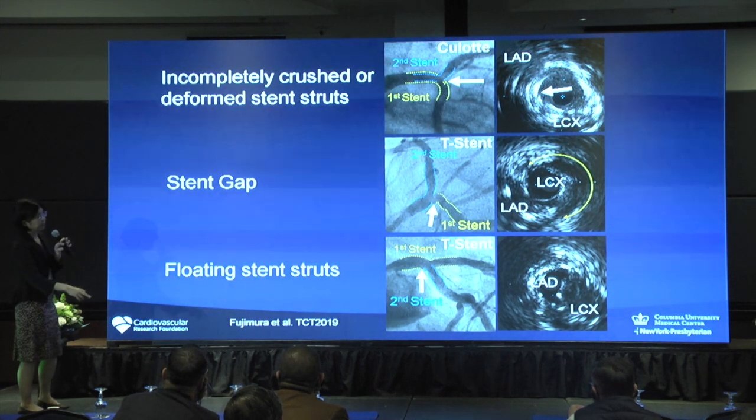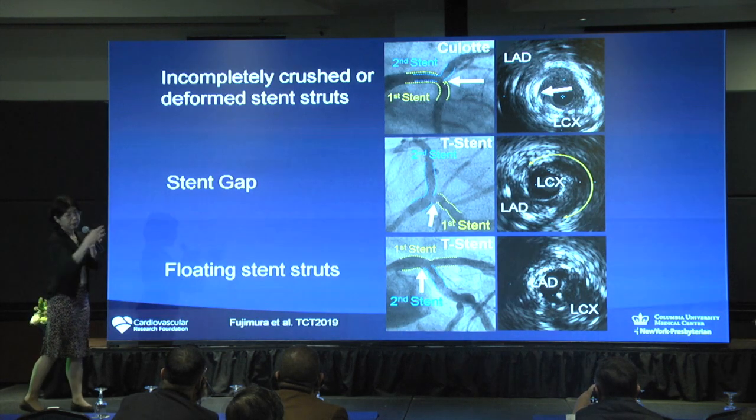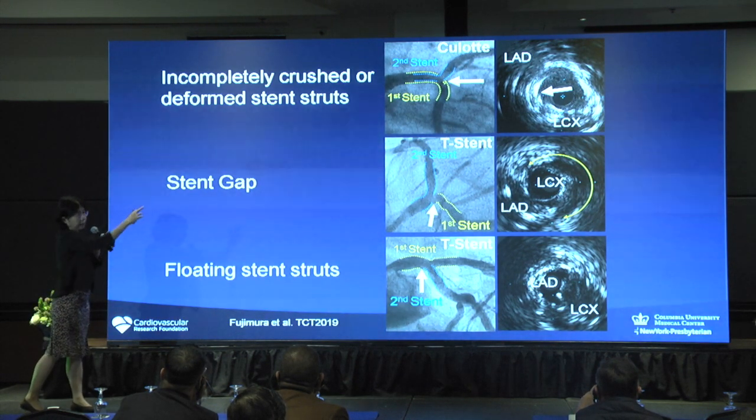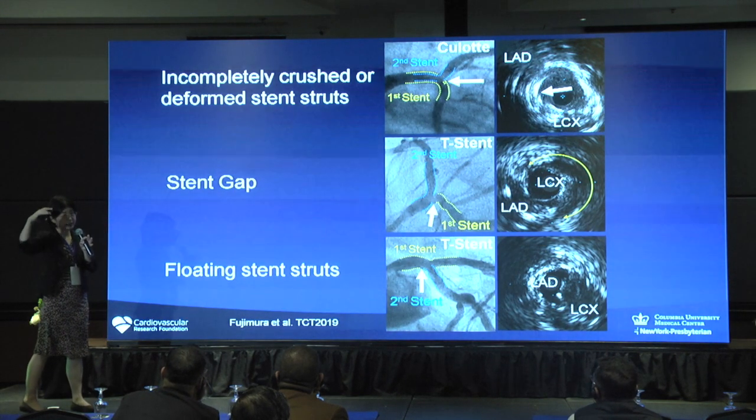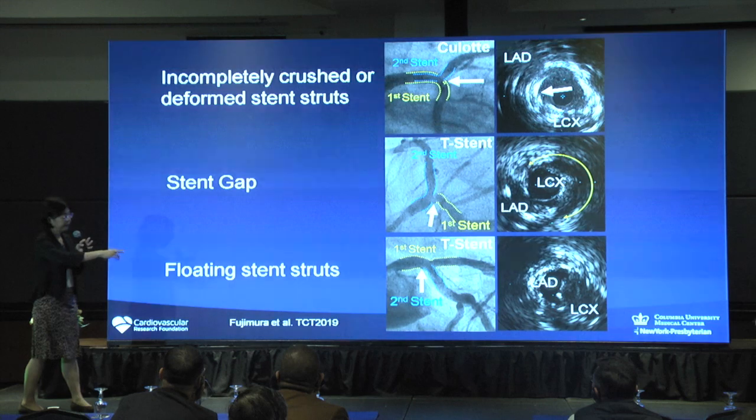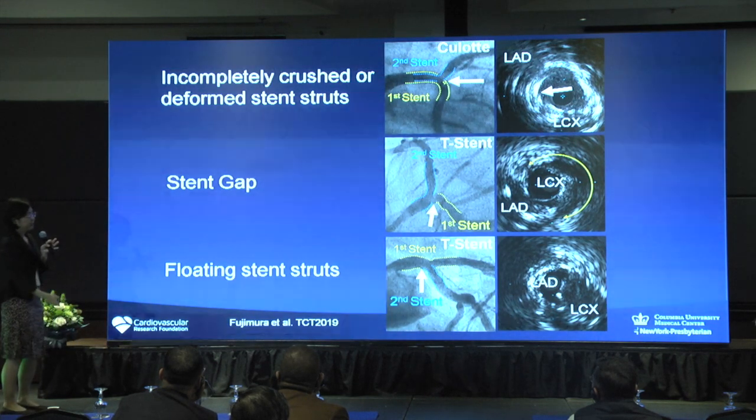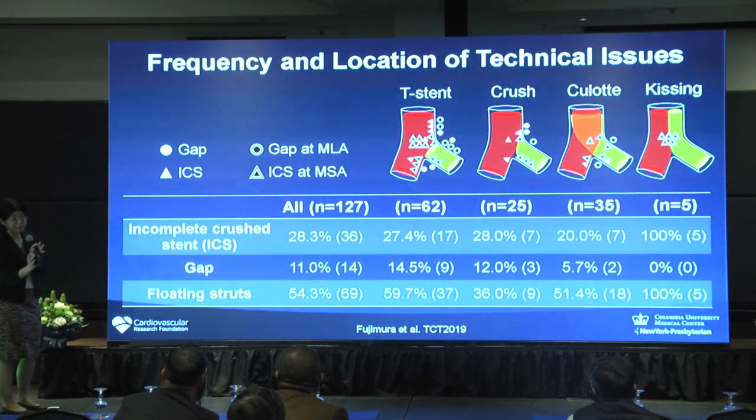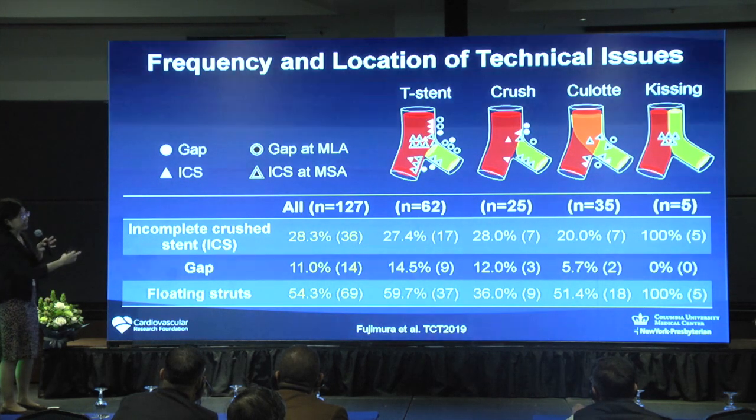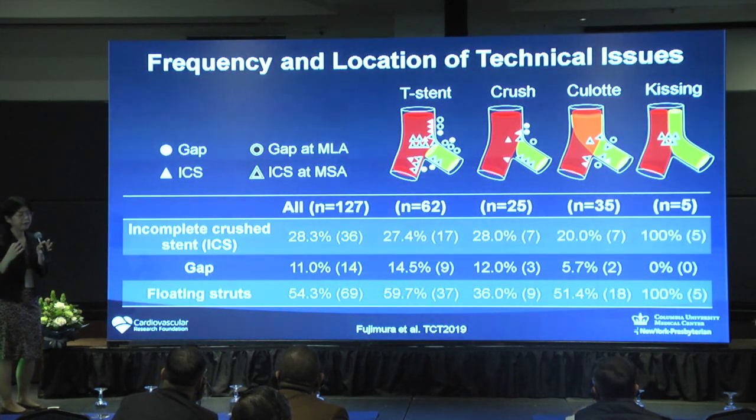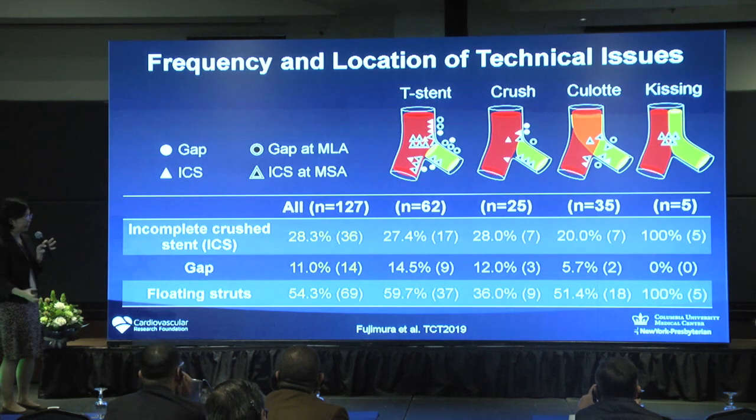And this is a different pattern, but if you do the culotte, the crush was not enough. You see the double layer is still not enough. And with T-stent, sometimes we see the gap opposite to the carina, and that's what we see. So this is data from the Excel that we haven't published yet. And we ask what type of issue after the two-stent technique can be observed by IVUS.